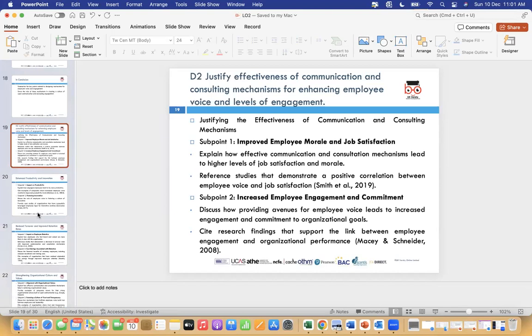How can good communication help in employee morale and job satisfaction? We spoke about this. You listen to them, they're going to feel more satisfied and feel a greater sense of trust with their organization. Then how that can also increase employee engagement and commitment. Since they feel that the organization cares, they're going to put in more. I would be like, I need to work harder, I need to go towards the organization goals. I'm more engaged and committed.